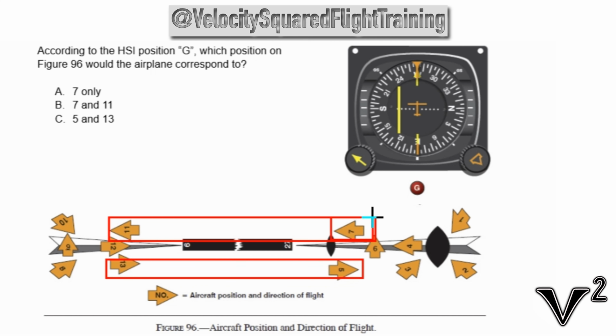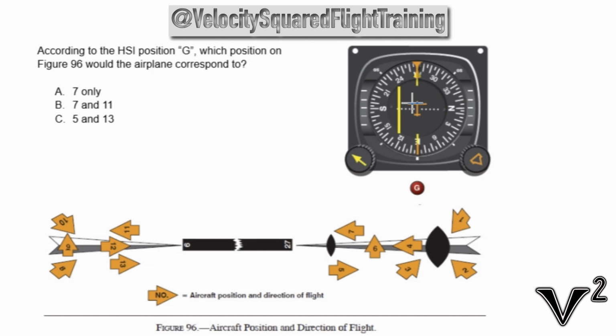Okay. So this one's kind of interesting. You kind of do the same thing we did in the last one, right? So which way are we heading? West? Well, which of these are heading west? You got runway 27 going that way, so we know 7's going west and 11's heading west, right?